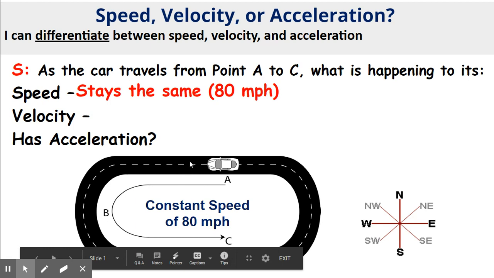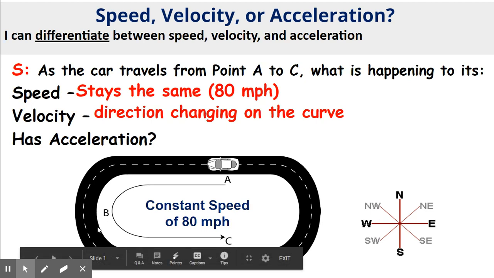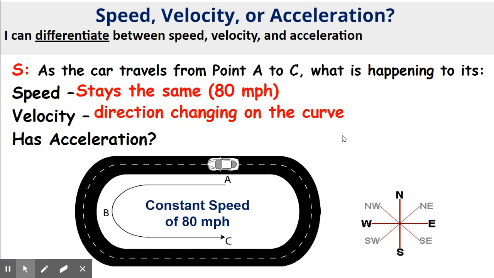So its velocity would be changing when it's on the curve because it's changing direction. So here the car's going west, and then as it turns, it's headed south. And then around this corner, it's going to be going east. So you want to look at a compass for the direction when we talk about velocity. So velocity is changing on the curve of the track.